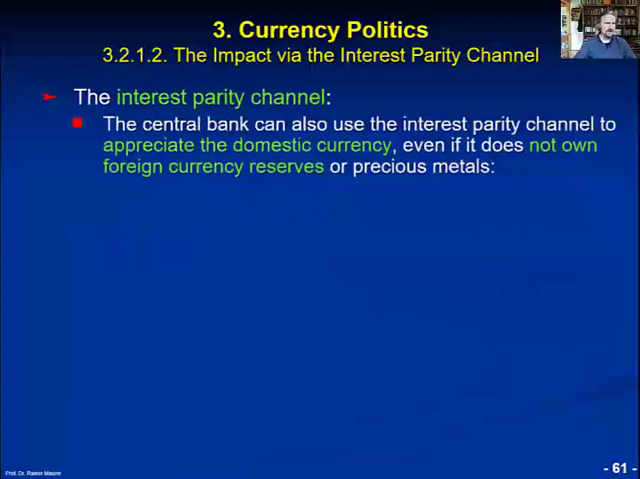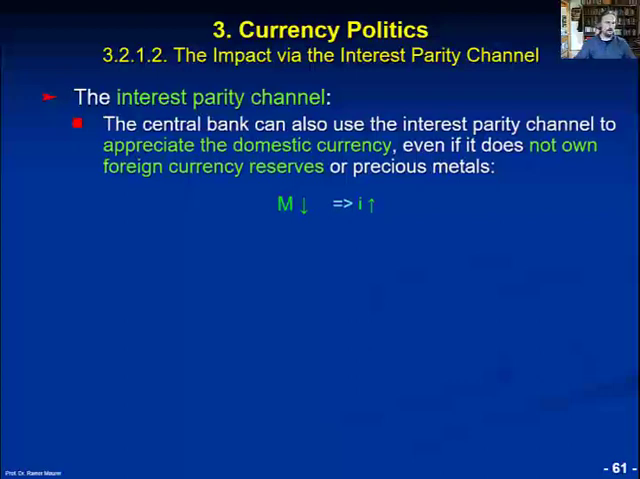What is interesting now is that the central bank can also use the interest parity channel to appreciate the domestic currency, even if it does not own foreign currency reserves or precious metals. It simply has to reduce money supply such that total credit supply gets smaller and the interest rate, the average domestic interest rate, gets larger.